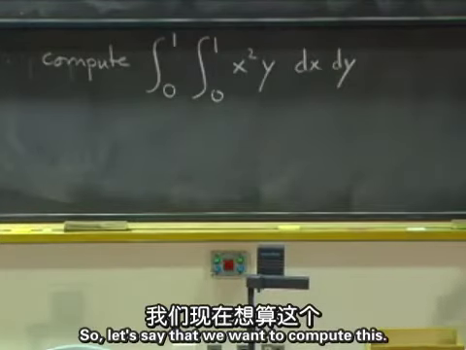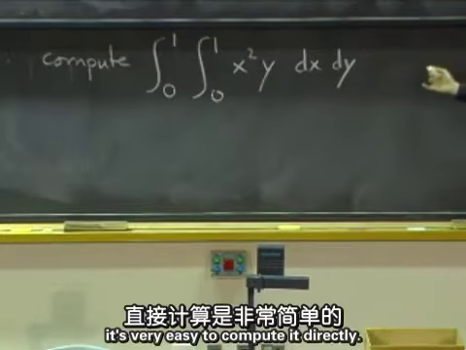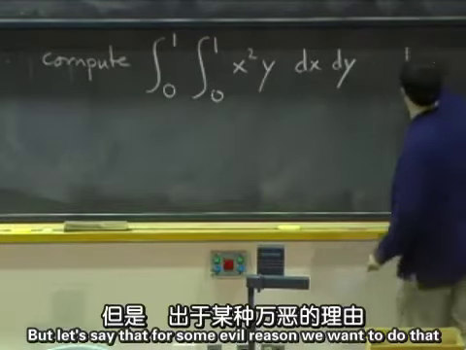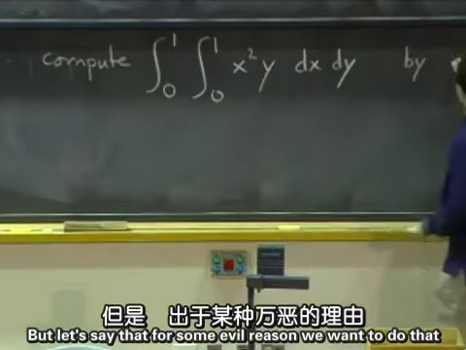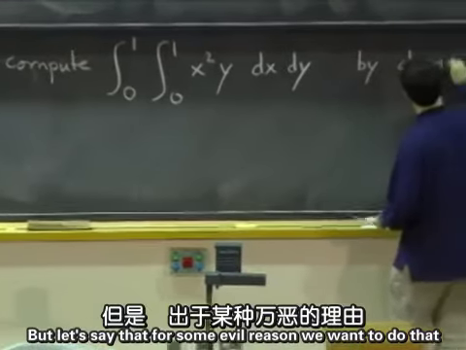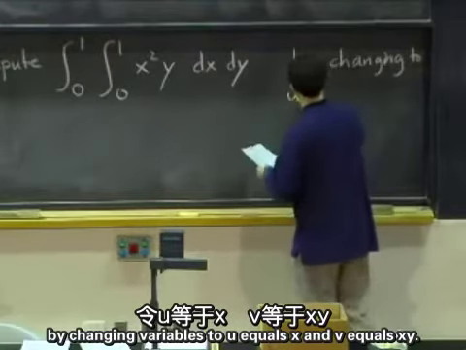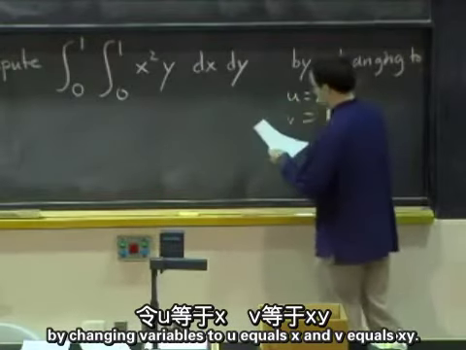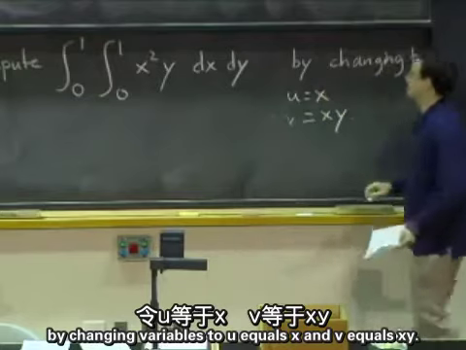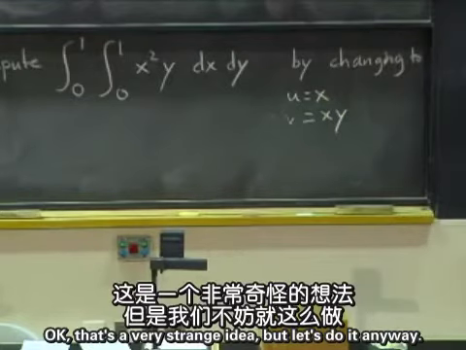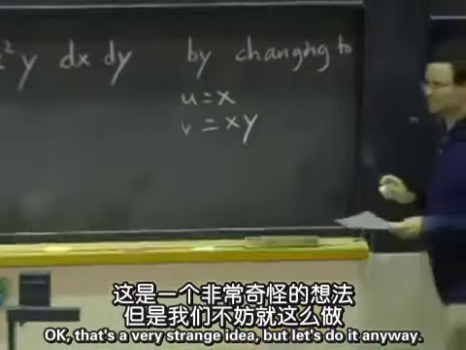So let's say that we want to compute this, and of course it's very easy to compute it directly. But let's say that for some evil reason, we want to do that by changing variables to u equals x and v equals xy. That's a very strange idea, but let's do it anyway.